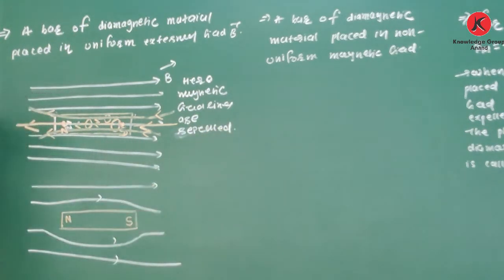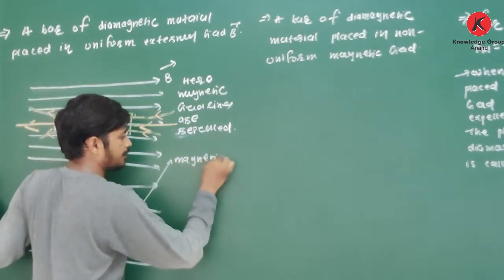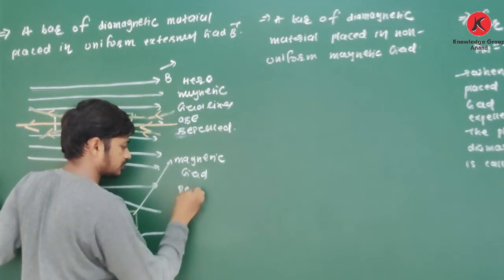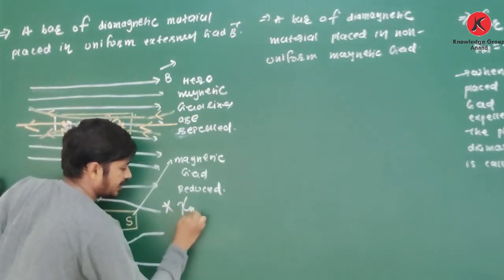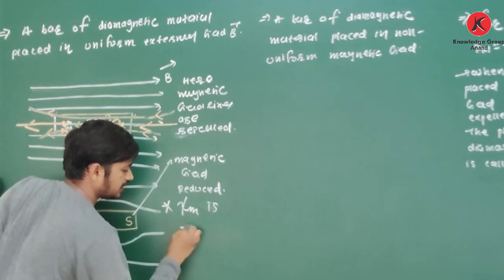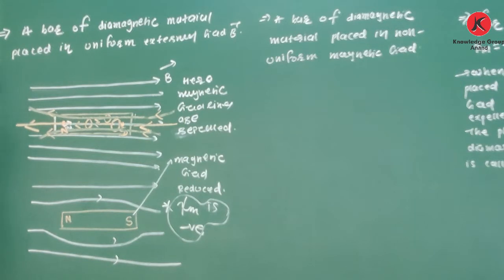Clear about this topic? And yes, in this region the magnetic field reduces, because these two magnetic fields are now in opposite directions. And as the diamagnetic material is magnetized in the opposite direction, chi m is negative. That is, the magnetic susceptibility is negative for diamagnetic material.